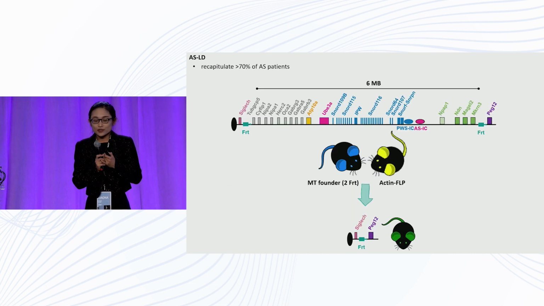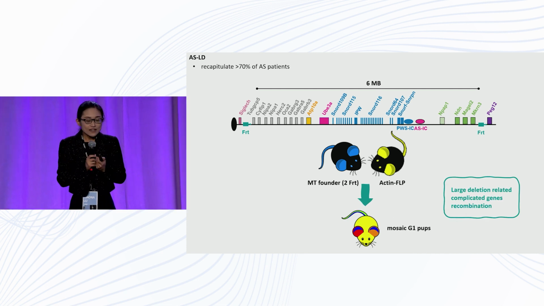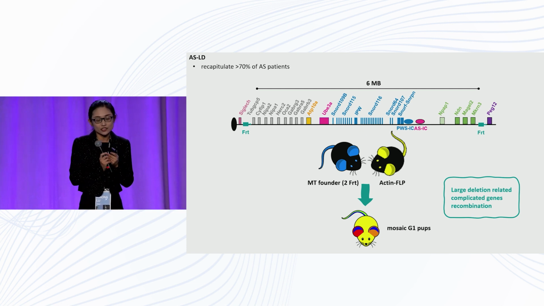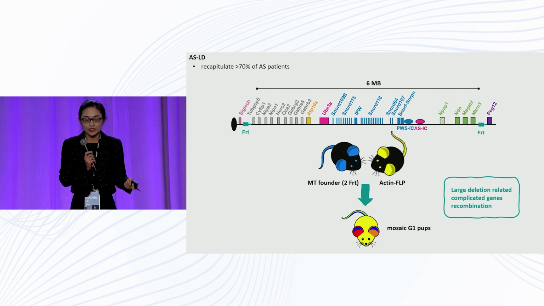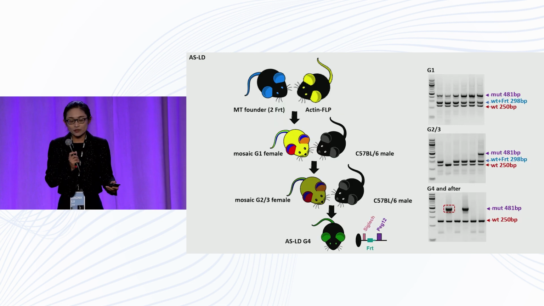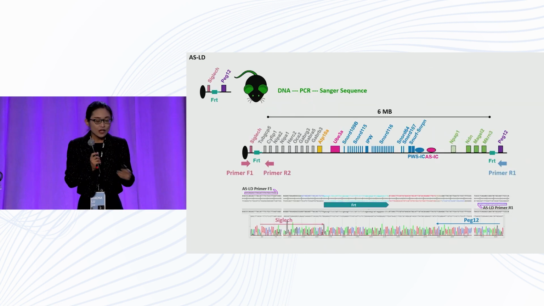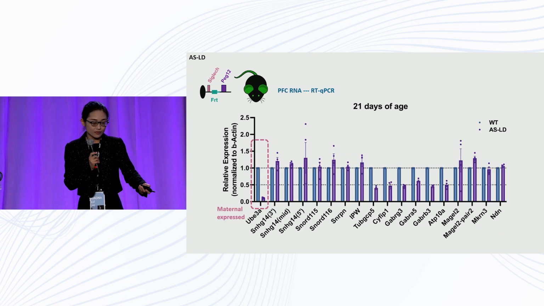Finally, I got the founder with 2 FRTs in place and excitedly set it with the actin-Flp male, expecting large deletion pups. However, instead of large deletion pups, I got bunches of mosaic pups due to the complicated recombination related to the large deletion. Until the 4th generation, I finally got clean large deletion mice, and the deletion band was sent for Sanger sequencing. We confirmed the 2 junction sites of this 6 megabase deletion.